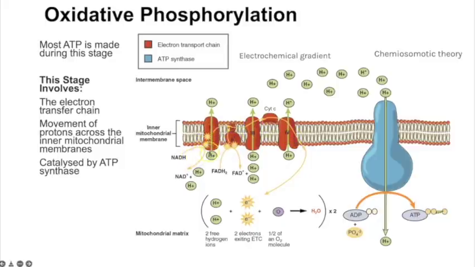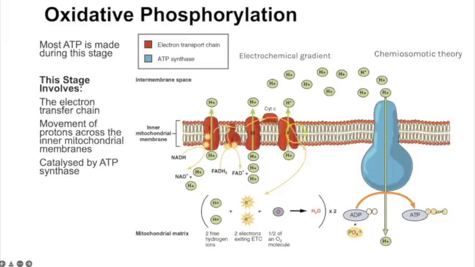That releases energy, and that energy is used to actively transport the protons from the mitochondrial matrix into the intermembrane space. That creates this electrochemical gradient, and therefore the protons can move by facilitated diffusion down their concentration gradient through ATP synthase. And the ATP synthase will then phosphorylate ADP to create ATP. So that is how we create lots of ATP in this stage, and you actually create 34 ATP molecules.